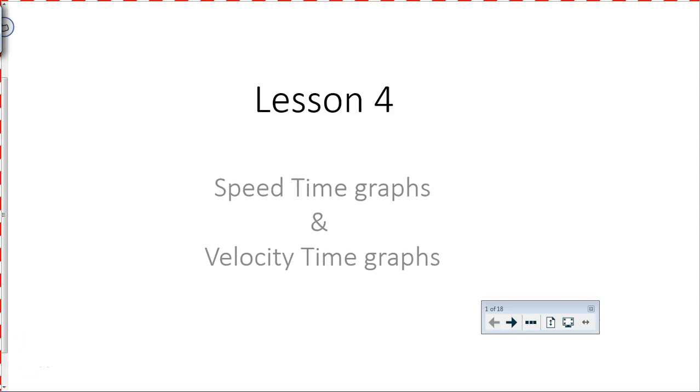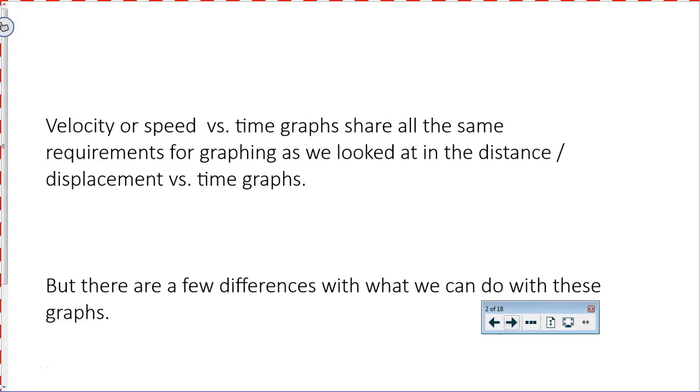Welcome to Lesson 4, Speed time graphs. Velocity time graphs. Almost the same thing. Velocity or speed time graphs pretty much will share all the requirements of our DT graphs, our distance or displacement time graphs. There's only going to be a few differences in terms of what we can do. Other than that, watch for your units, watch for your directions.